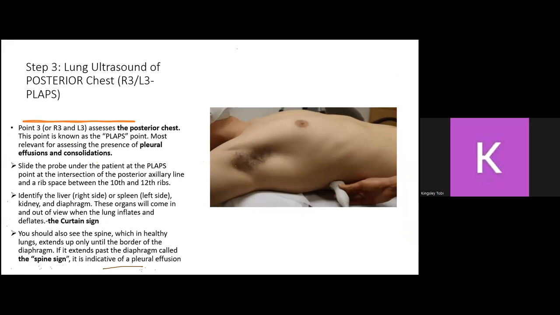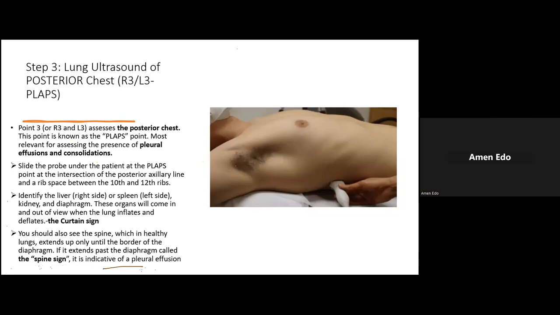So, point three, the examination of the posterior chest wall, this is where you look for pleural effusion and consolidation. Like I mentioned before, if you remember the upper blue point, when you put your two palms on the patient's anterior chest, and the lower blue point, and you go to the posterior axillary line, the point where your lower blue point is, that is where your probe should be, posterior axillary line, and this is where your PLAPS point is. Sometimes your hand can also be on the patient's bed for better probe orientation.